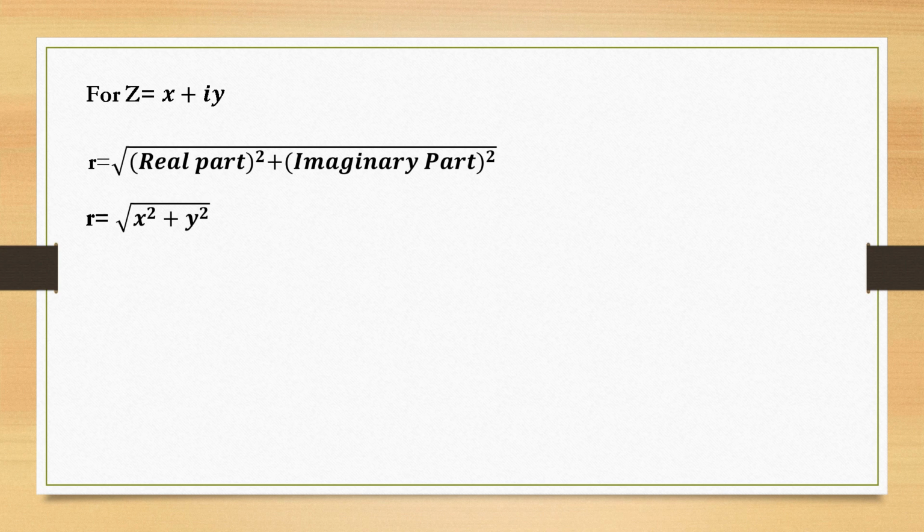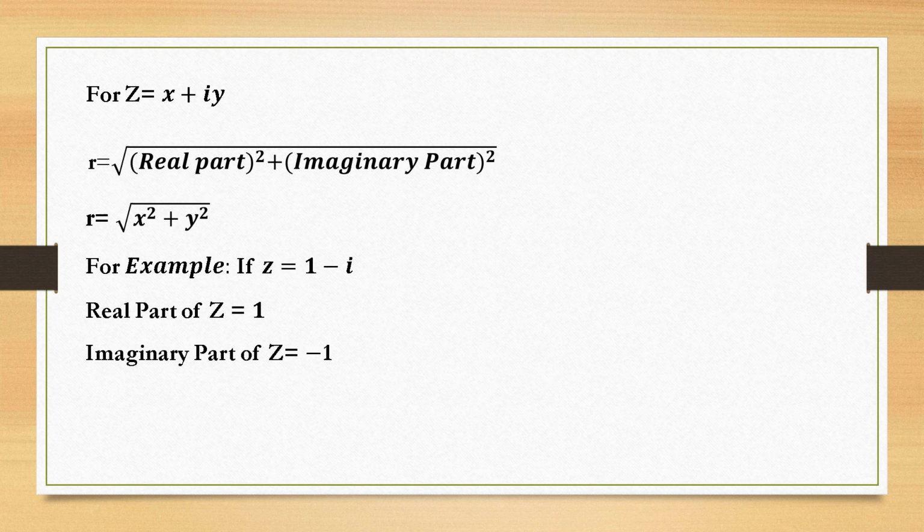Now let's understand this with an example. If z equals 1 minus iota, then what is the real part? The real part is 1, and the imaginary part is minus 1, because the imaginary part is the real number which is along with the plus iota. Can I write this as 1 plus iota into minus 1? Along with plus iota we have minus 1, so minus 1 is the imaginary part.